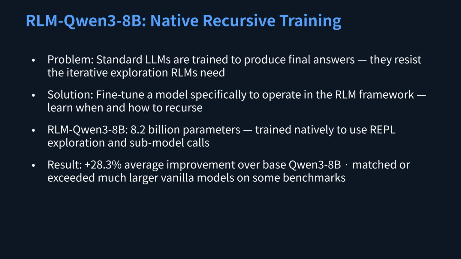Most language models are trained to produce final answers, not to iteratively explore data through code. This model was trained to do exactly that, and the results were striking. It outperformed the base Qwen3-8B model by an average of 28.3% on long context tasks, and in some benchmarks matched or exceeded much larger vanilla models.